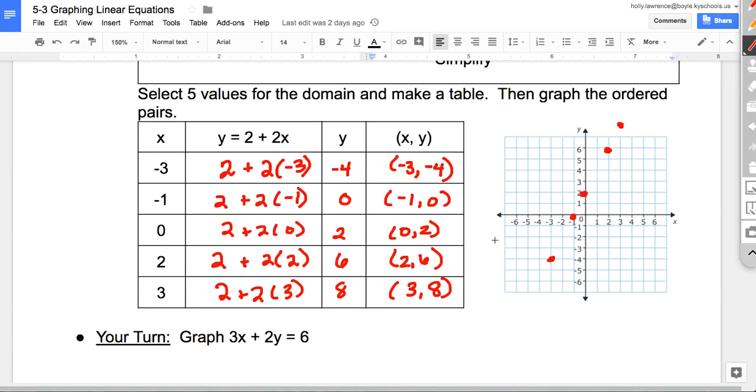And since it's a linear equation, I can see that it had a y and an x, no exponents, no multiplication of x and y, no division by the variables. And because of that, it's a linear equation. And whenever I graph it, I should get a line. So see how those all fall in a straight line? That's how I can kind of check myself whenever I'm making a table.